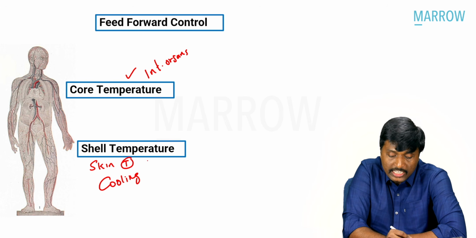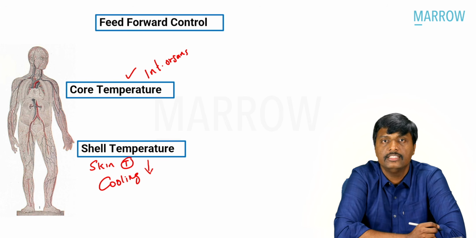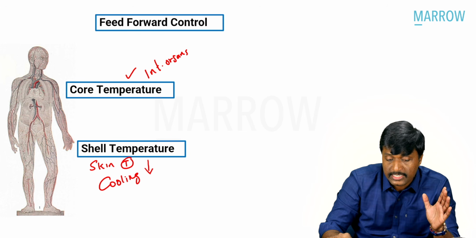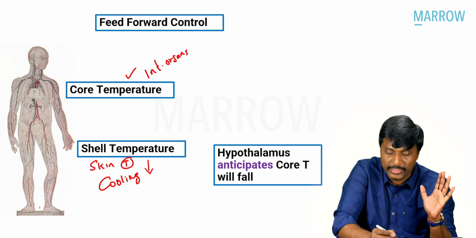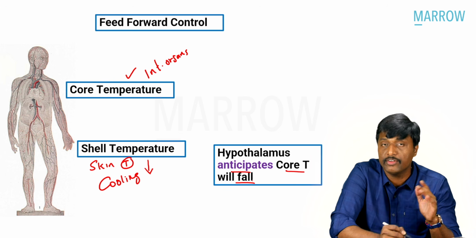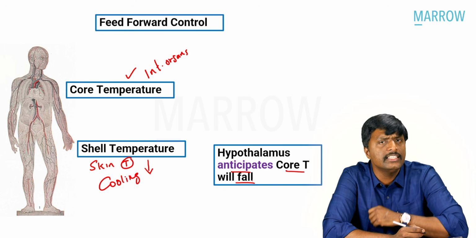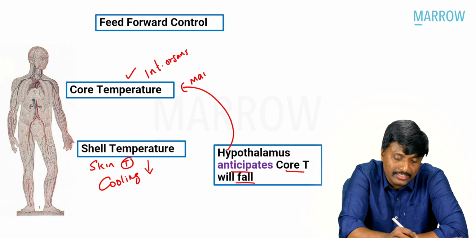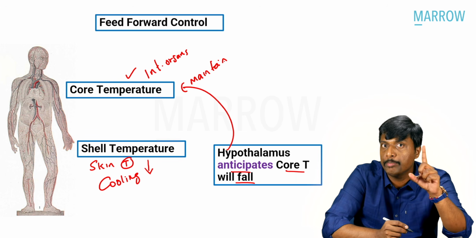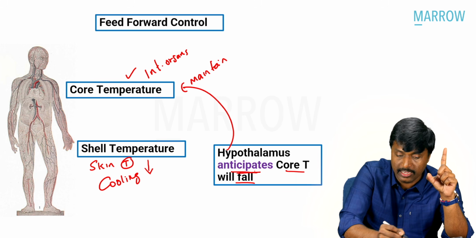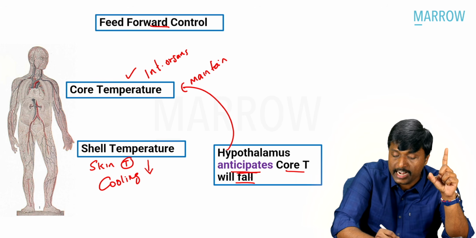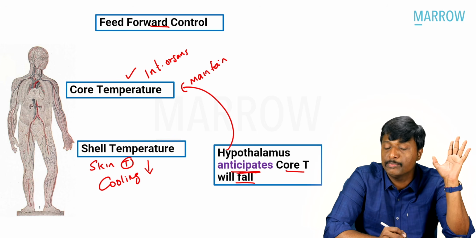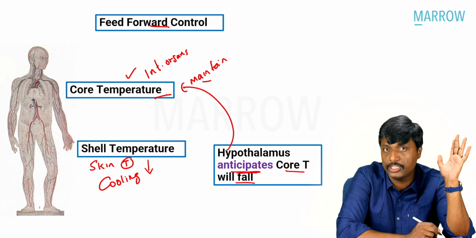That means the cell temperature is falling. Skin cooling. Skin temperature is falling. So the hypothalamus is anticipating now. Our hypothalamus is anticipating core temperature will fall. It will activate certain protective responses to maintain. Remember, that is the key word. Hypothalamus is anticipating, feed-forward control. It is anticipating the core temperature will fall and activate certain responses to maintain this core temperature.